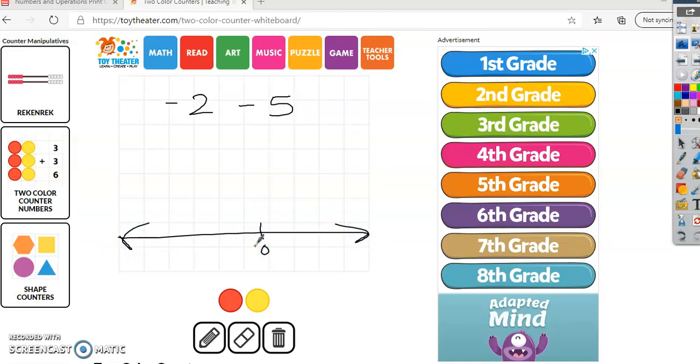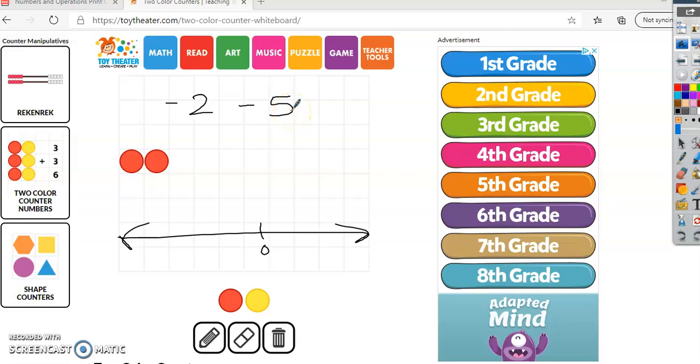So hopefully you know you start with 2 that are red. That negative sign means red. 1, 2. Now this says what? Take away. That's a minus. I know it's a minus because I have to have an operation between these two. Negative 2 minus 5. You don't say negative 2, negative 5. You would say negative 2 minus 5. So I'm taking away 5.